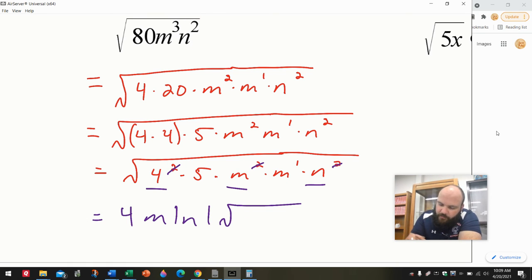Now, what is left? We have a 5 that's left, and we have an m that's left underneath the root. So you can see our final answer is 4m times absolute value of n times the square root of 5m.